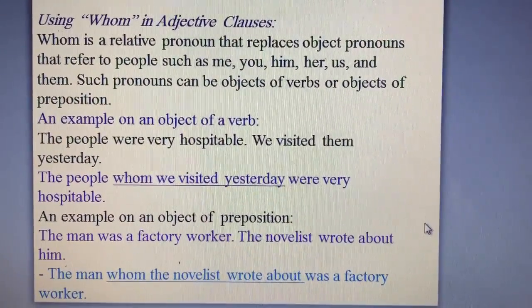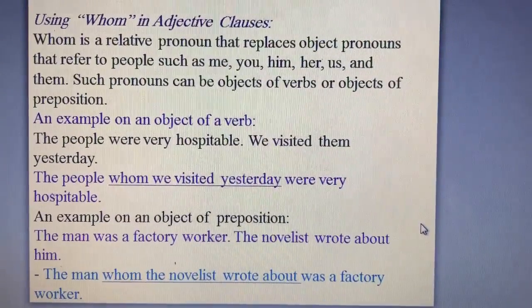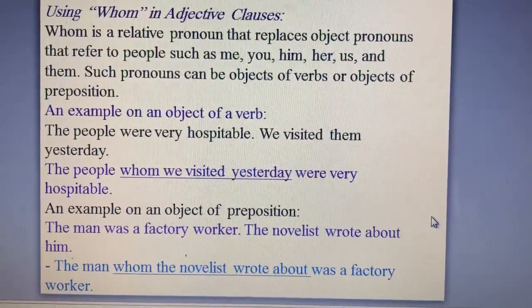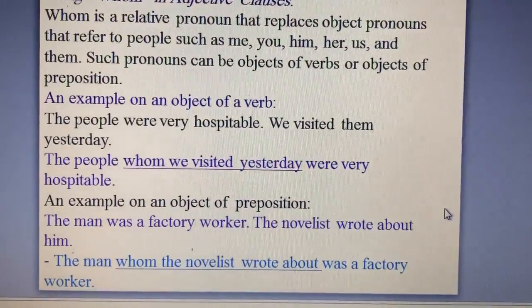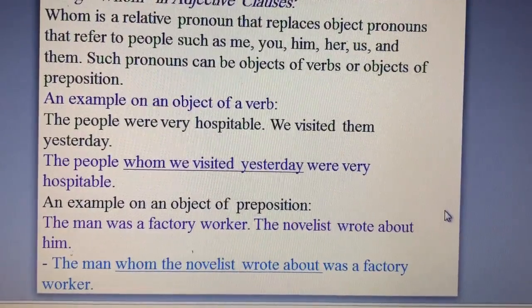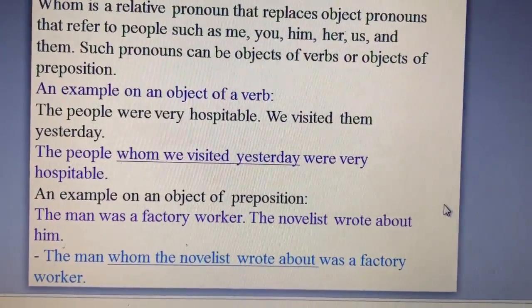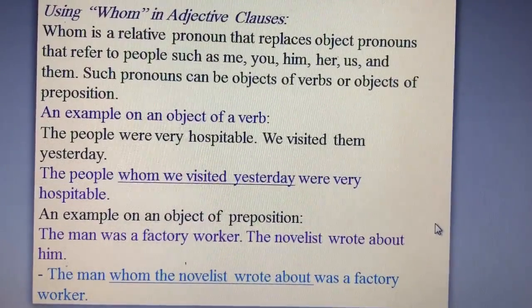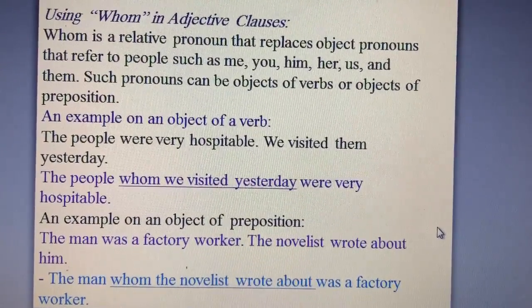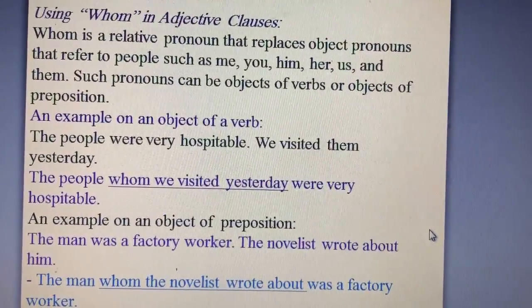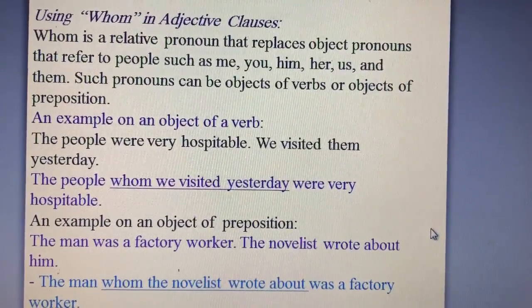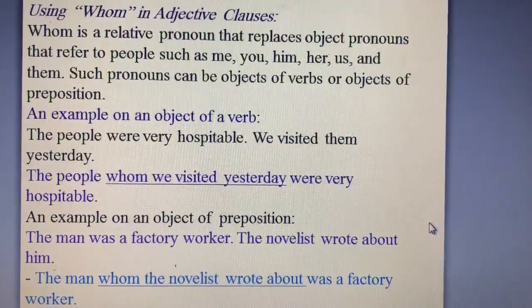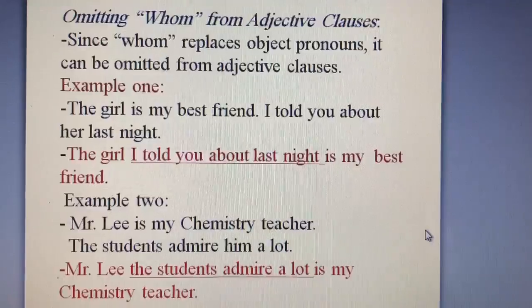The man whom the novelist wrote about was a factory worker. Whom the novelist wrote about is an adjective clause describing man. I stopped at about because was is another verb that shouldn't be included in this adjective clause. The novelist here is the subject of the adjective clause and wrote is the verb.